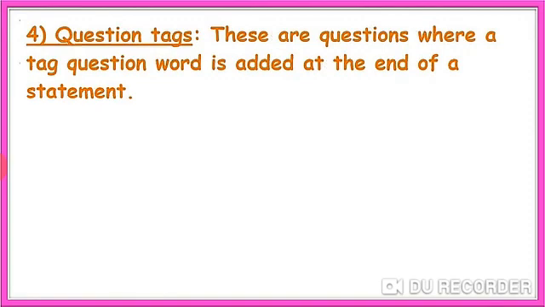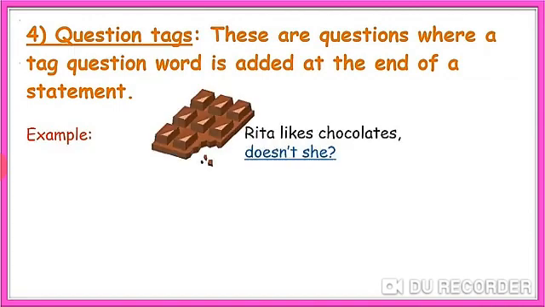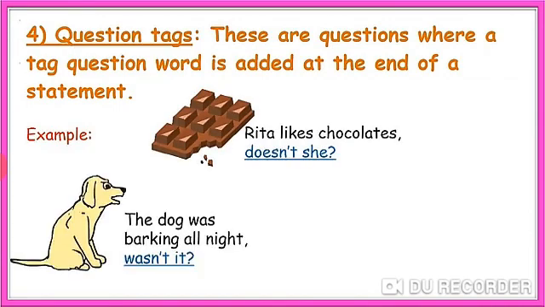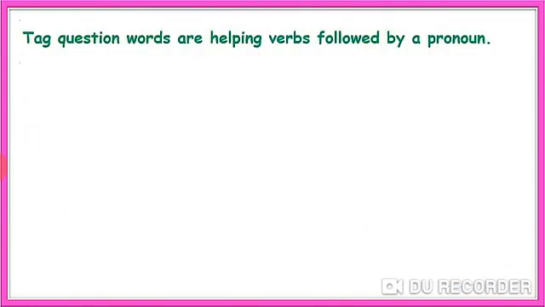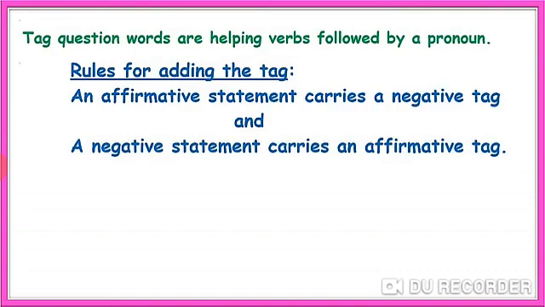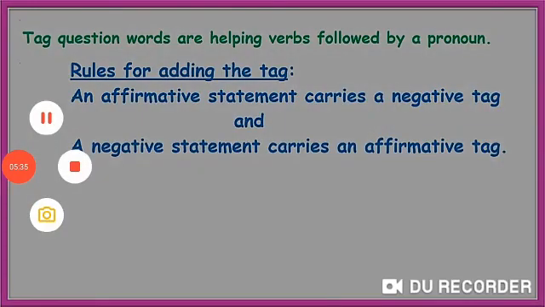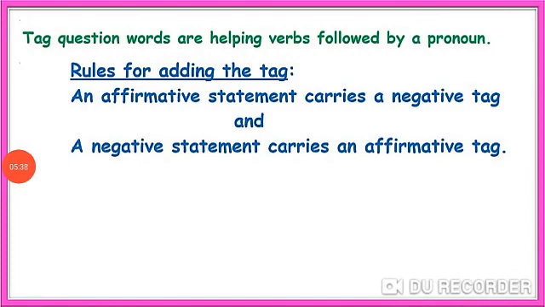These are questions where a tag question word is added at the end of a statement. For example, Rita likes chocolates, doesn't she? The dog was barking all night, wasn't it? Yesterday, they weren't at home, were they? Tag question words are helping verbs followed by a pronoun. Now let's understand the rules for adding the tag. An affirmative statement carries a negative tag, and a negative statement carries an affirmative tag.